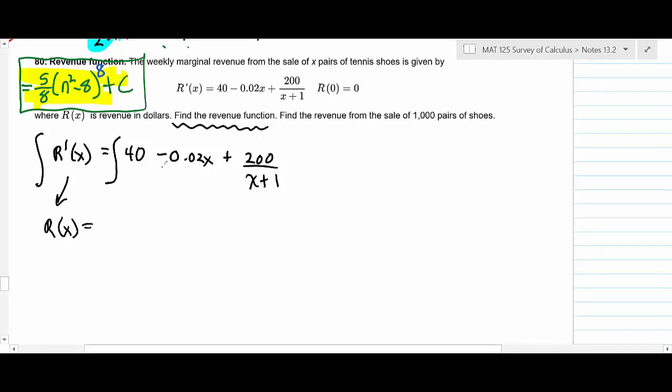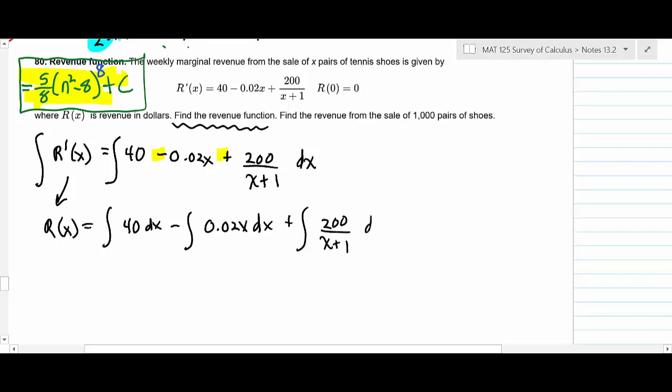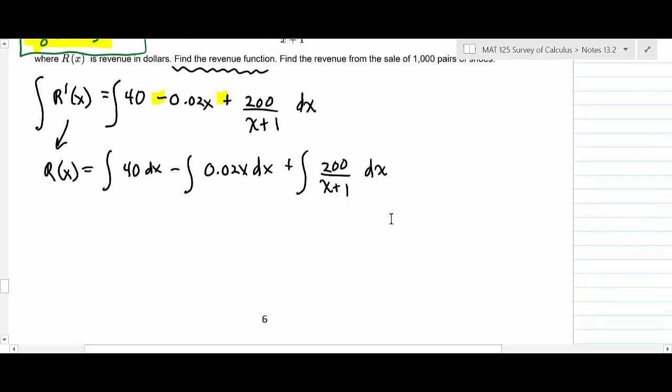Okay. Now this one, remember we learned that if you have an integral of sums and differences, well, you can break it up. So you probably want to do this like this, and I want to put the notation of dx in there. So let's just do the integral of 40 dx, which is easy to do. And then we can do the integral of 0.02x dx, which is also easy to do because it's a power rule. And then the last one, you could do in your head, or you could do U substitution on it. Okay, so let's do that. Okay, so a couple of things I'm going to do on this then.